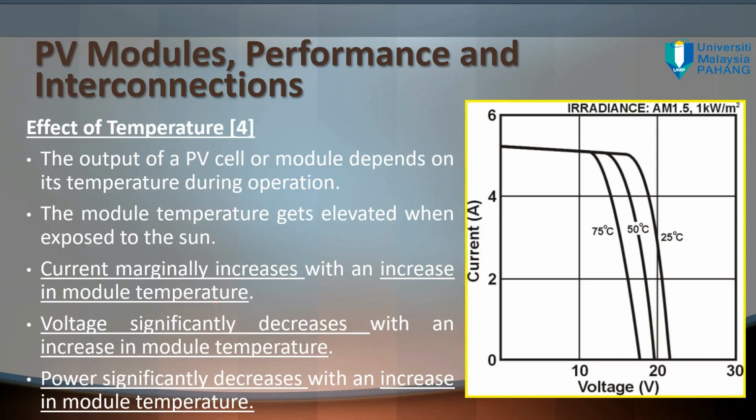The one about the temperature. Okay, effect of temperature. So the output of a PV cell or module depends on its temperature during operation. The module temperature gets elevated when exposed to the sun. Okay? When the ambient temperature is getting higher. Ambient temperature tu suhu sekarang lah. Suhu yang bukan pada surface. Suhu biasa. Kita panggil suhu ambient.